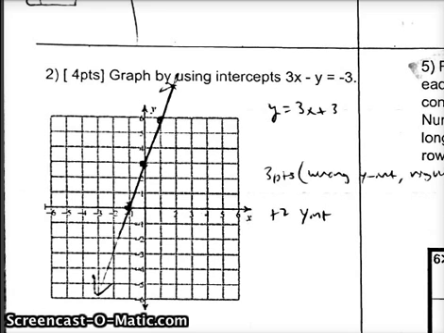Question number 2. Graph by using intercepts. In this problem, you can just graph it by using slope-intercept form. Right here, this is in standard form. Standard form says the two variables are on one side. To get it into slope-intercept form, I decided to add y to both sides. So plus y here, plus y over here. These will cancel. And I added 3 to both sides. You'll get y equals 3x plus 3.